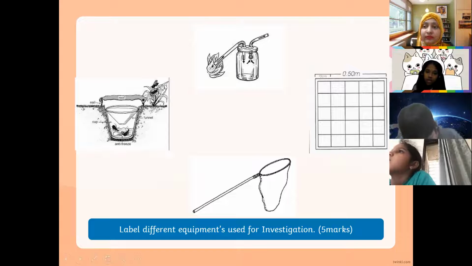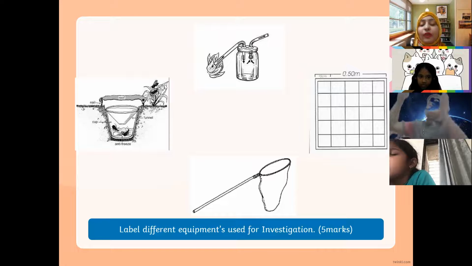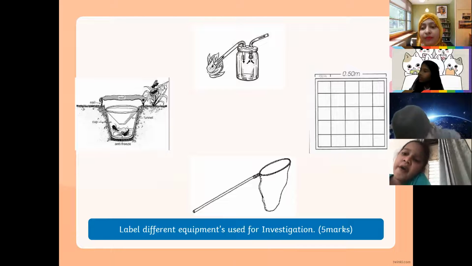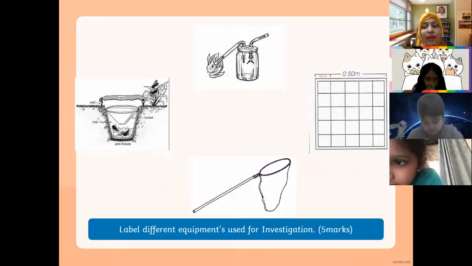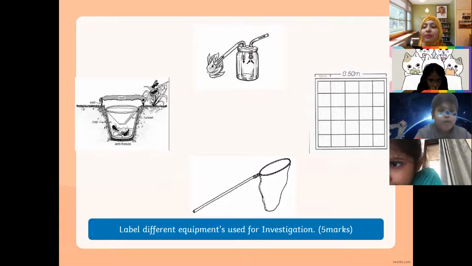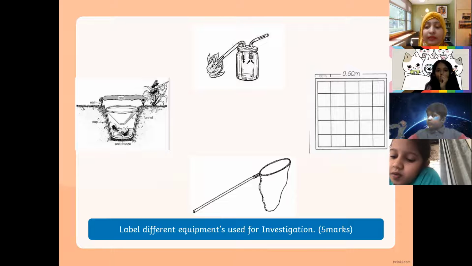I want to draw all the things in my notebook. No, you don't have to draw, just write the name. Umar, if you know the four equipments, just write the names of those equipments. Yes, sir, wait. I will write. You don't have to draw. You have to just write the name of the equipment. Yes, you got it. Very nice. If you pay attention to my classes, you will not find it difficult.